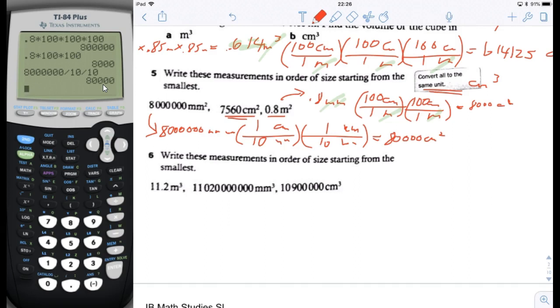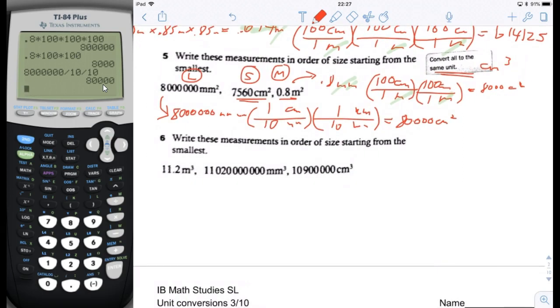So, in the end, which one is the smallest, which one is the largest? The smallest one is this one, 7,560, right? And the largest one is 80,000. 80,000 is much bigger than 8,000, right? So this is the largest. And then 0.8 meters squared is the same thing as 8,000 centimeters squared. So this is the medium one.